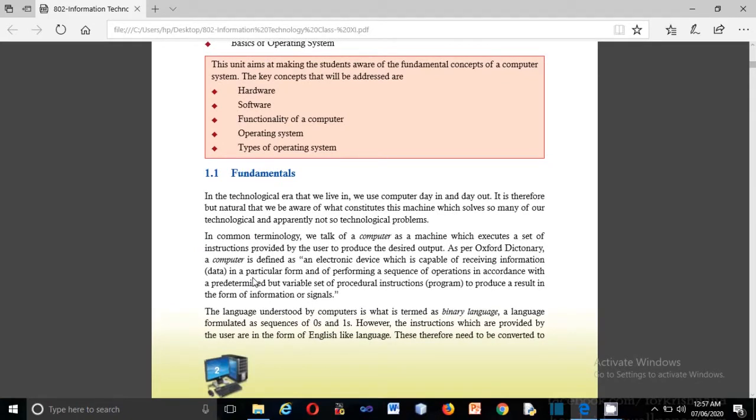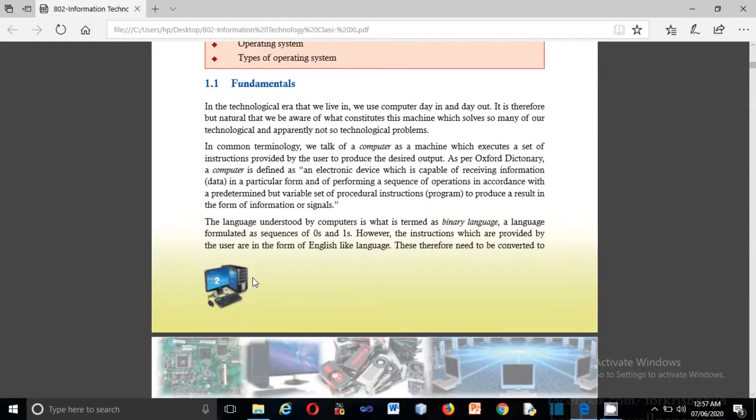you already know the definition of computer. Computer is a machine which executes a set of instructions provided by the user to provide the desired output, and we can do many different things inside the computer at the same time. And the computer can only understand the binary language.